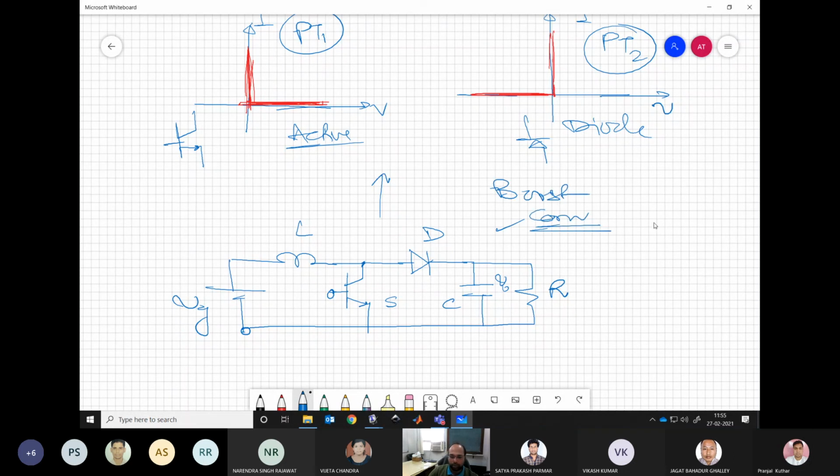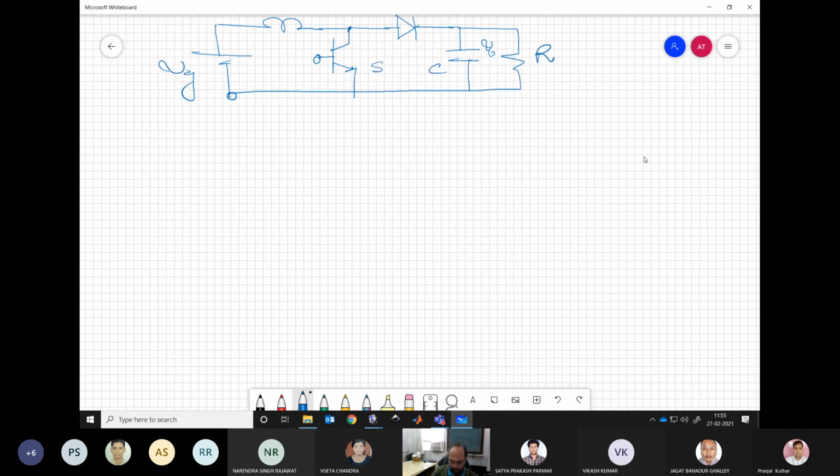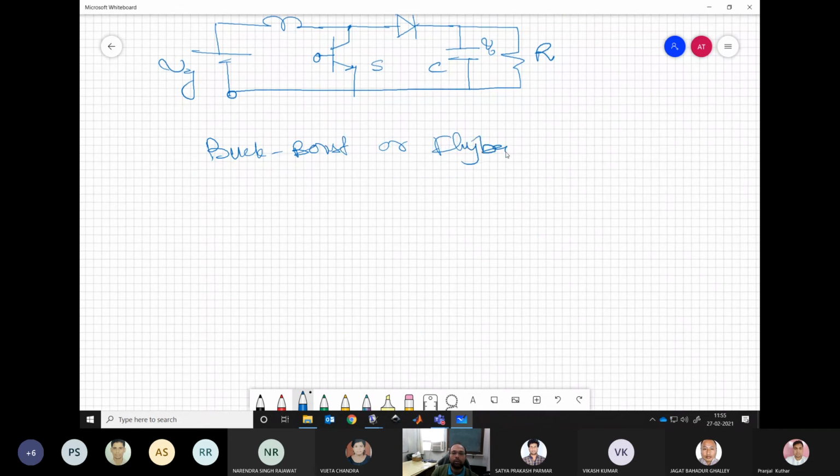The buck-boost converter, or I call it flyback, can be taken as an exercise, and you can try on your own. You try and just see whether you are able to put those devices in place or not. We already know through our textbooks what device should be there, so just see whether you are getting that result in this manner or not.